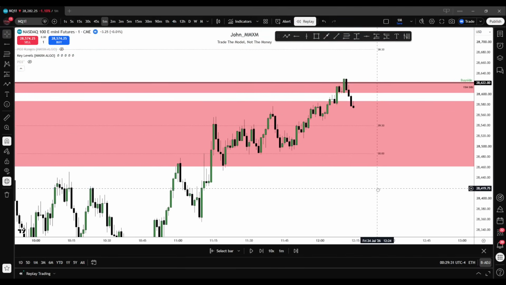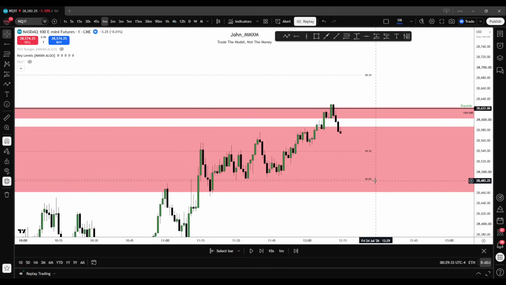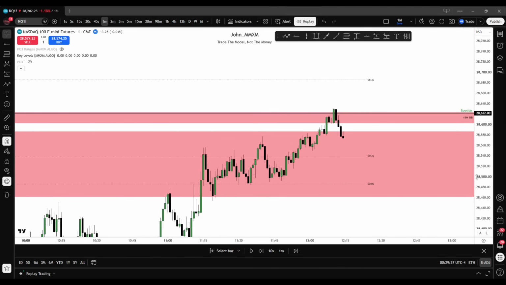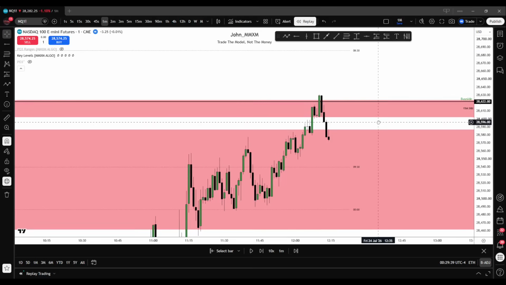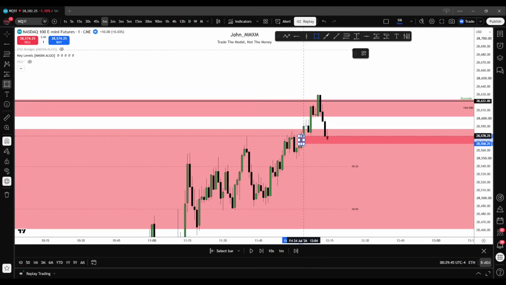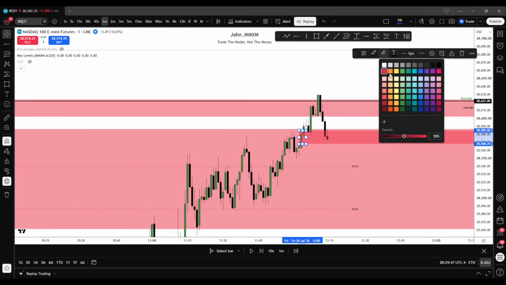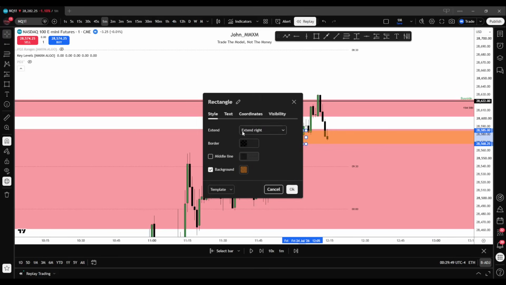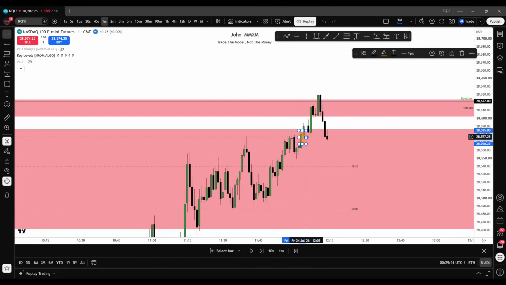In this case, the entry model that you guys are going to learn from me, there's actually going to be a few of them. The one I'm going to go over today is the one that I took. It's going to basically be the last gap that was used prior to taking out liquidity. So in this case, what you're looking at here is I have gone ahead and marked out this gap.